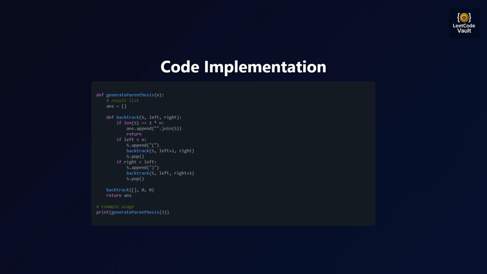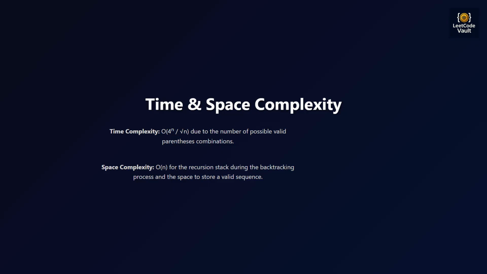Code implementation. Let's see the code in Python. We'll start with a function called generateParenthesis that takes n as input. Inside, we'll have a helper function, say backtrack, which takes the current string, the number of opening parentheses used, the number of closing parentheses used, and the max number of pairs, n. The base case is when we've added 2n parentheses.